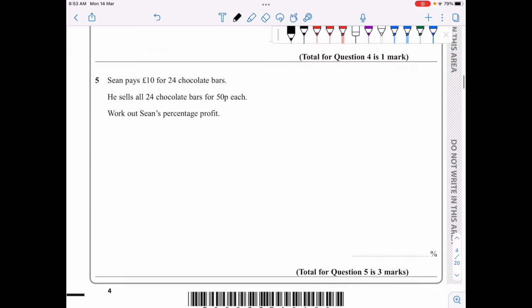Number 5. Sean pays £10 for 24 chocolate bars. He sells all of them for 50p each. What is his percentage profit? Well, I will start by determining how much he earns from selling the chocolate bars. So 24 times 0.5 is 12 pounds. So his profit is 12 minus 10, which is 2 pounds. And taking into account that he originally paid 10 pounds, he made a profit of 2 out of 10, which is just 20%.